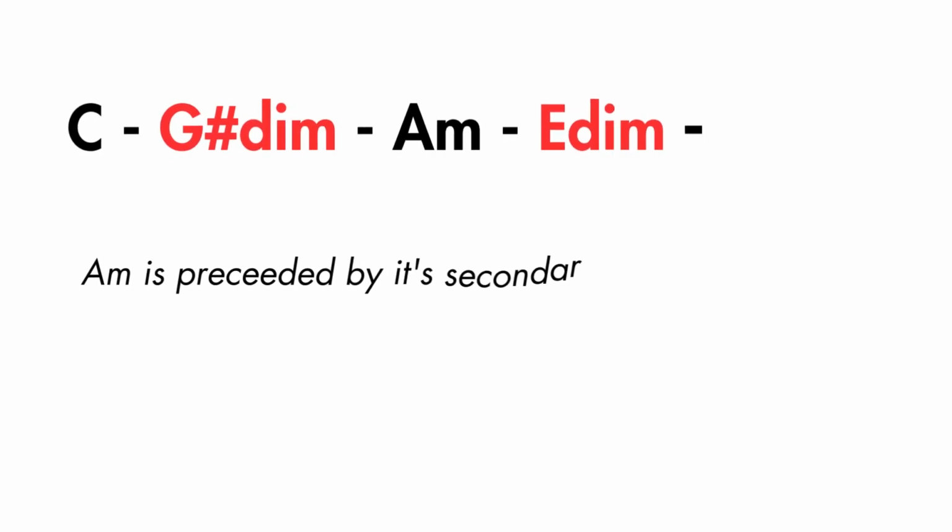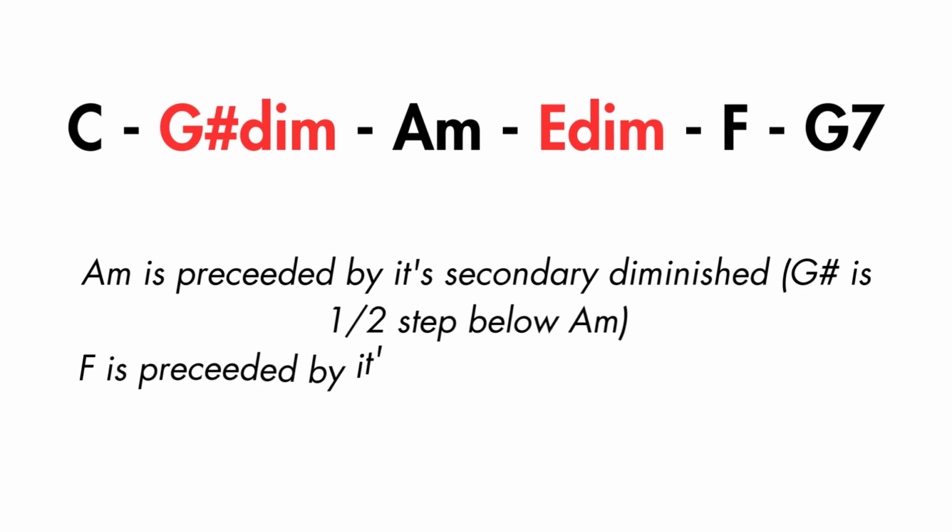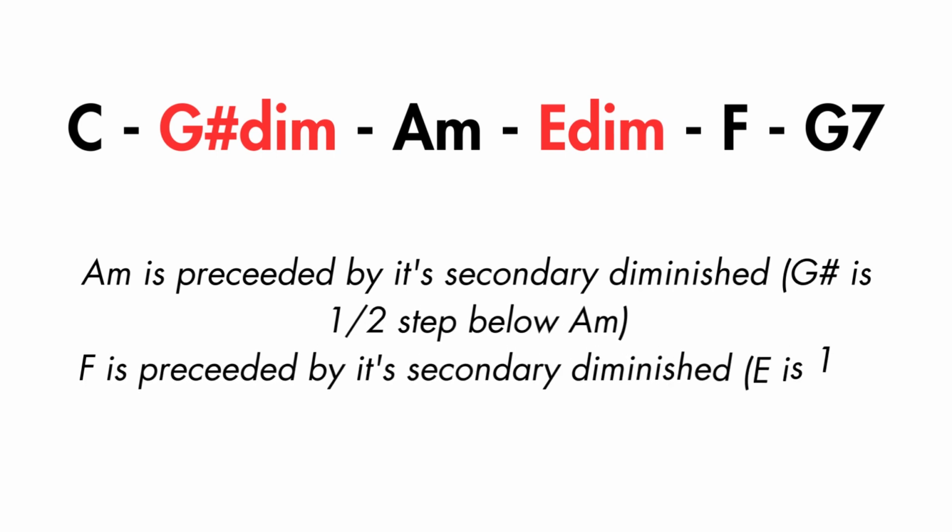So now here's our completed progression. The A minor is preceded by its secondary diminished, which is G sharp or A flat. It's a 1/2 step below A minor. The F is preceded by its secondary diminished. E is a 1/2 step below F.